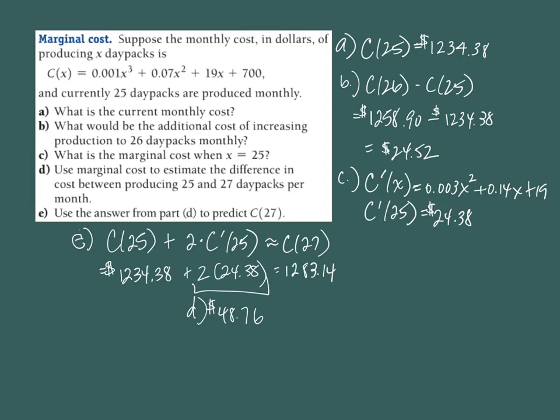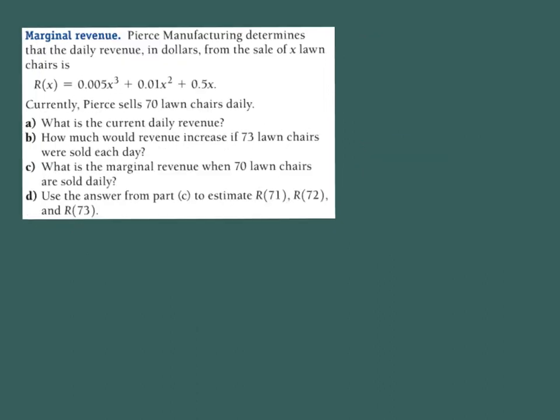And then if we add that to the cost of making 25, that would give us the answer to part E, where we would predict that it would be about $1,283.14 to make that one. All right, let's go further.